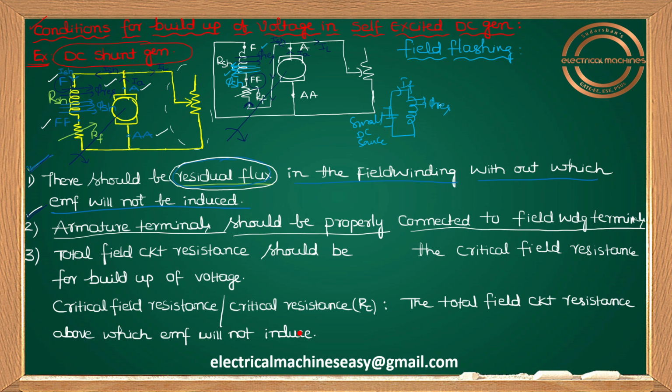Is it clear for you guys? Whenever residual flux is nullified, if you want to re-establish residual flux in that field winding, simply disconnect the field winding from the circuit, connect it across a small DC source, and excite the field winding for some time, so that residual flux will be re-established. This entire process is called field flashing. What is field flashing? The process of disconnecting the field winding from the circuit and connecting it across some small DC source and exciting it for some time to re-establish residual flux in the field winding is called field flashing.